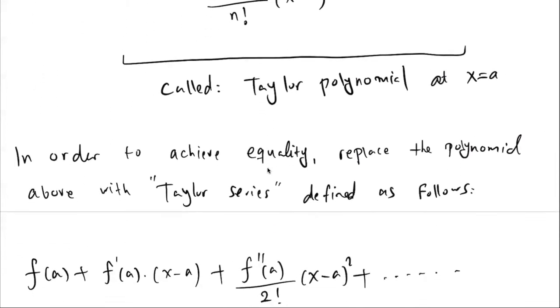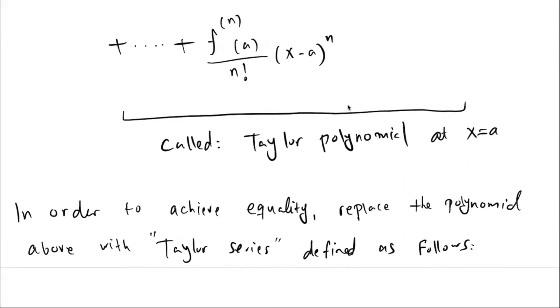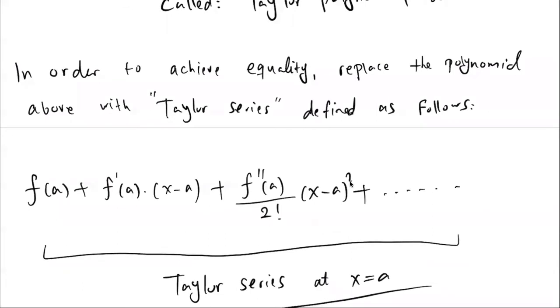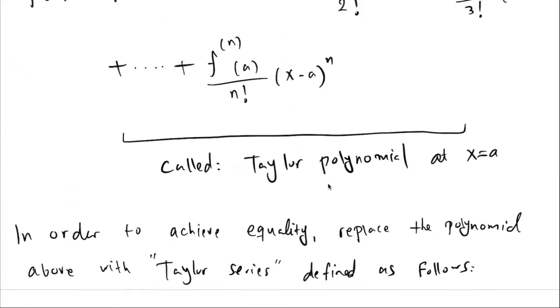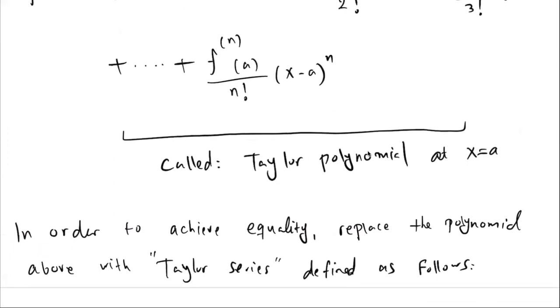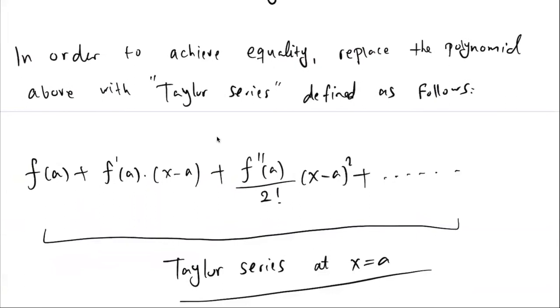So then if we generalize this Taylor polynomial and include terms all the way to infinity, then we get a concept called Taylor series. So Taylor series is the same expression as here, but we don't finish at degree n. Instead, we continue forever, and we will get a series, which is an infinite sum. Series means infinite sum. So this is the Taylor series at x equals a.